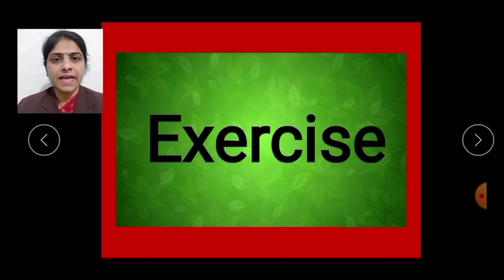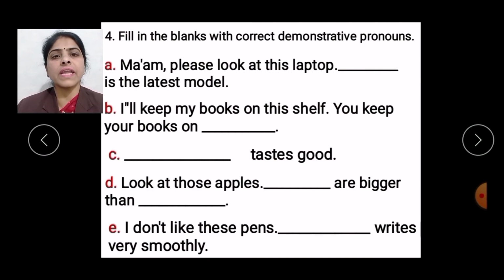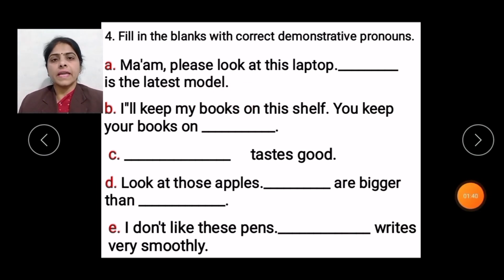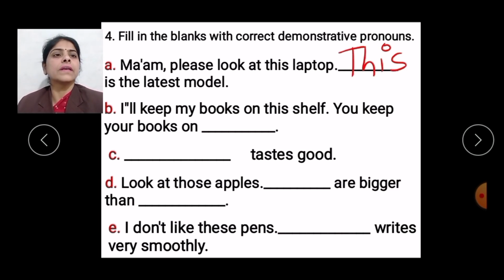Now let's have an exercise related to demonstrative pronoun which is given on page number 28 and 29. That is, fill in the blanks with correct demonstrative pronouns. Here the first sentence is, ma'am, please look at this laptop. Blank is the latest model. In this sentence, the object laptop is a specific singular noun which is near. So, the correct demonstrative pronoun used for it will be this.